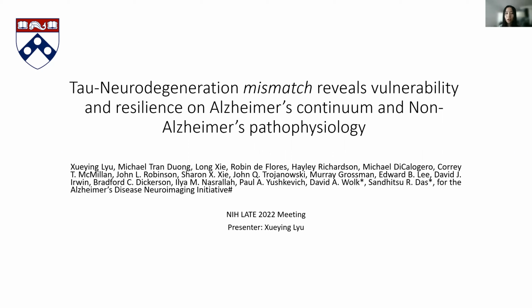I'm going to present my topic on Tau-Neurodegeneration mismatch reveals vulnerability and resilience that may be linked to non-AD pathologies such as LATE, the Alzheimer's continuum and non-AD pathophysiology.